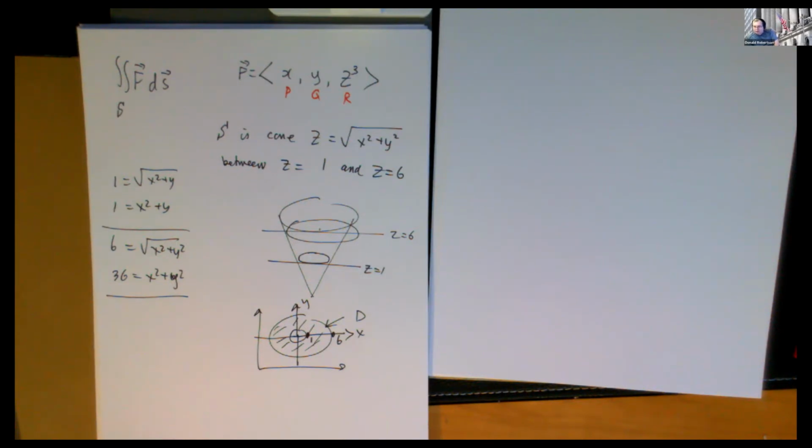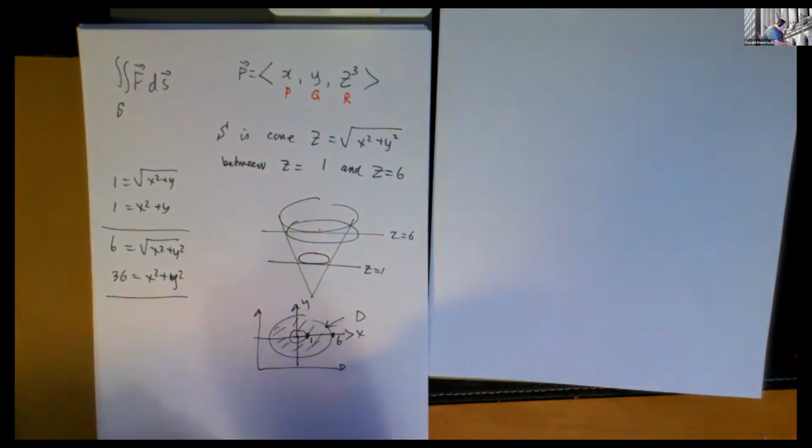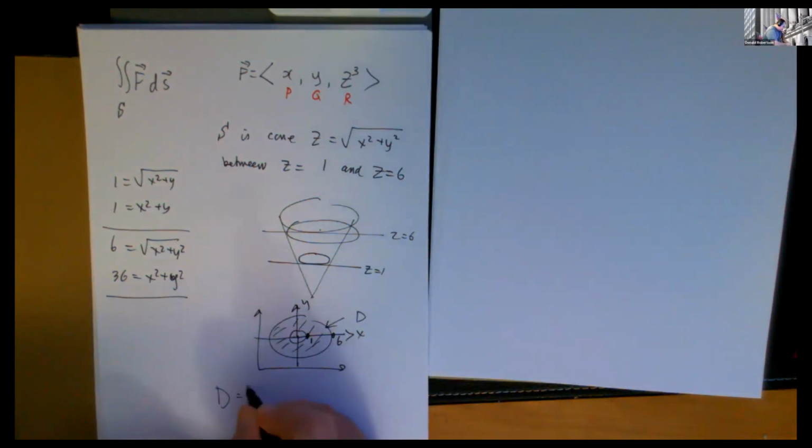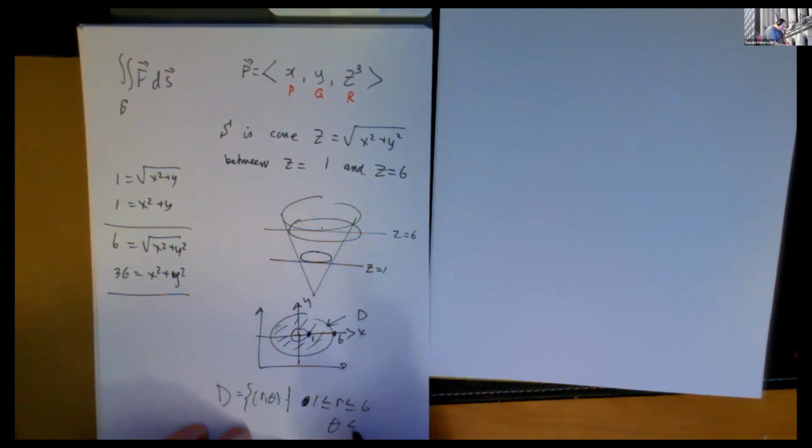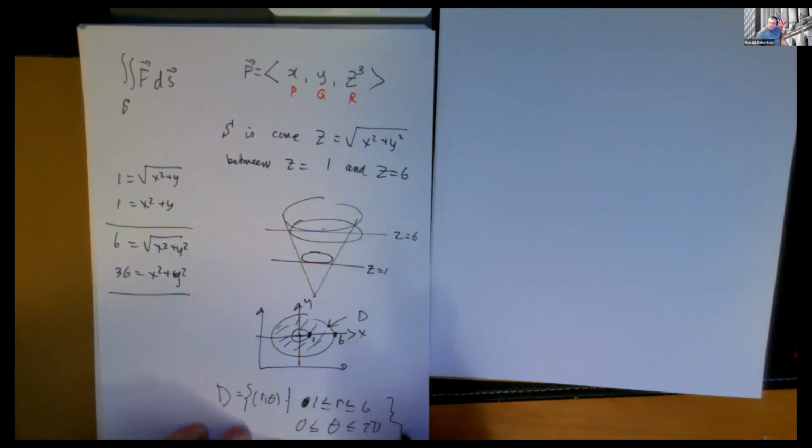So I'm going to do not x and y, dx dy stuff, right? I'm going to do r and theta kind of stuff. So D is going to be described in terms of polar. And in terms of polar, it's pretty easy to describe it, isn't it? Isn't r going to go between 1 and 6? And won't theta be, I believe, the whole shape? Right.